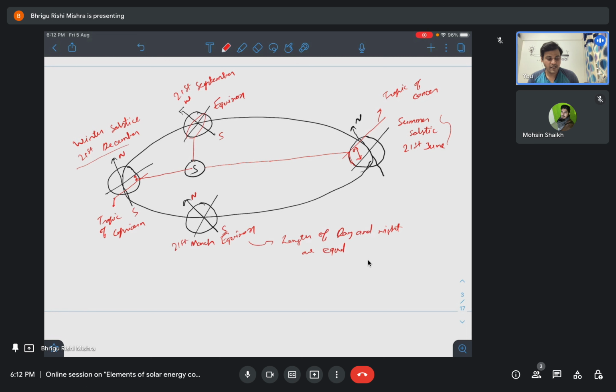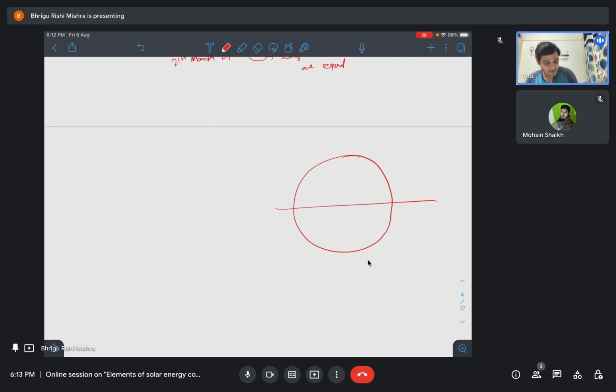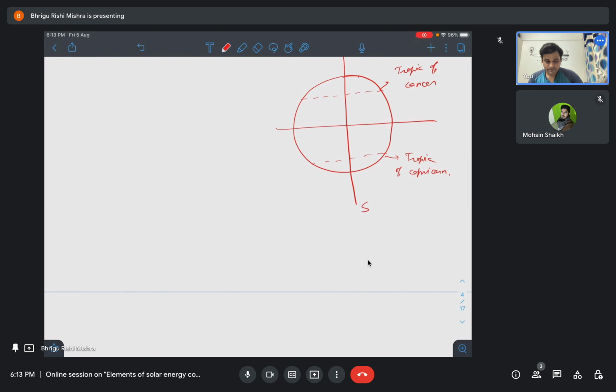These are the solstice and equinox positions which we should remember. In a simple way, if I draw a 2D diagram, this is the Earth, this is the equatorial plane, this is the north-south axis, and these two parallel lines are called the Tropic of Cancer, and this one is the Tropic of Capricorn.